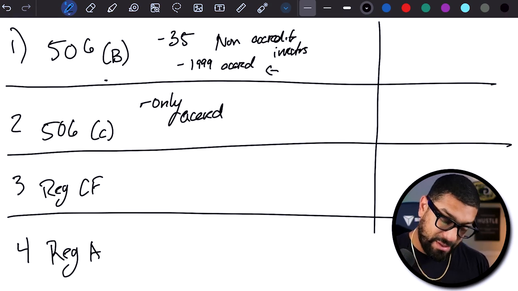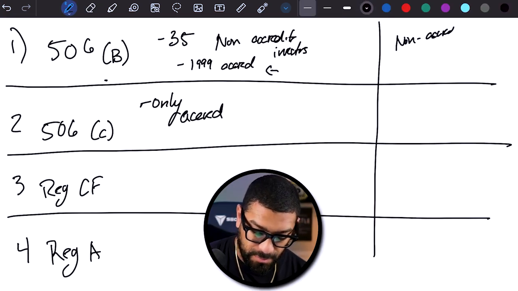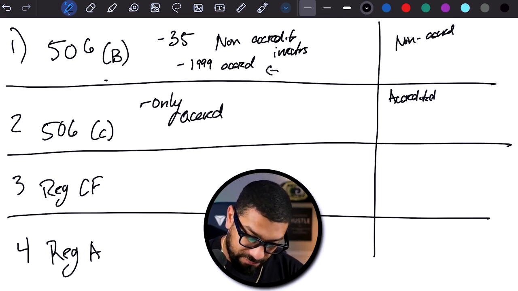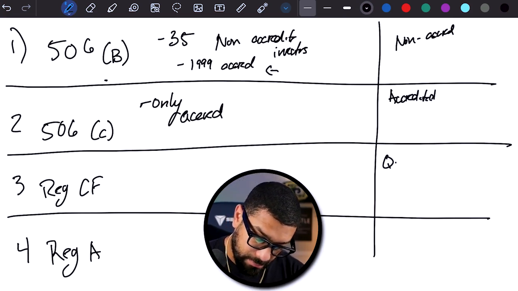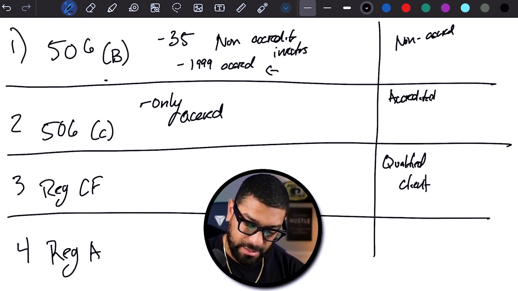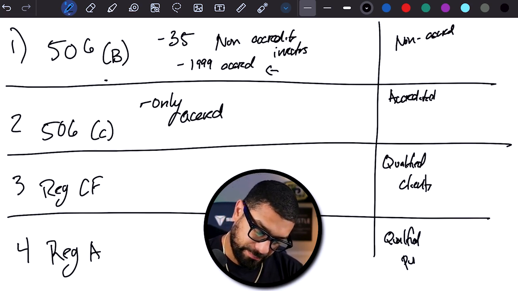So let's talk about what the major investor types are. So you have non-accredited, accredited investors, then you have qualified clients, and qualified purchasers. Just really quickly, I want to dive into what these four different types of people are.